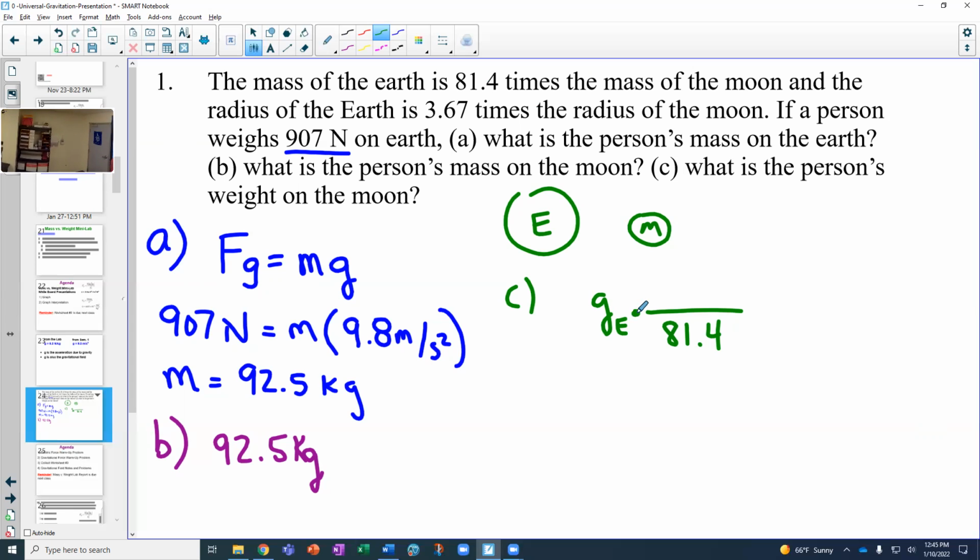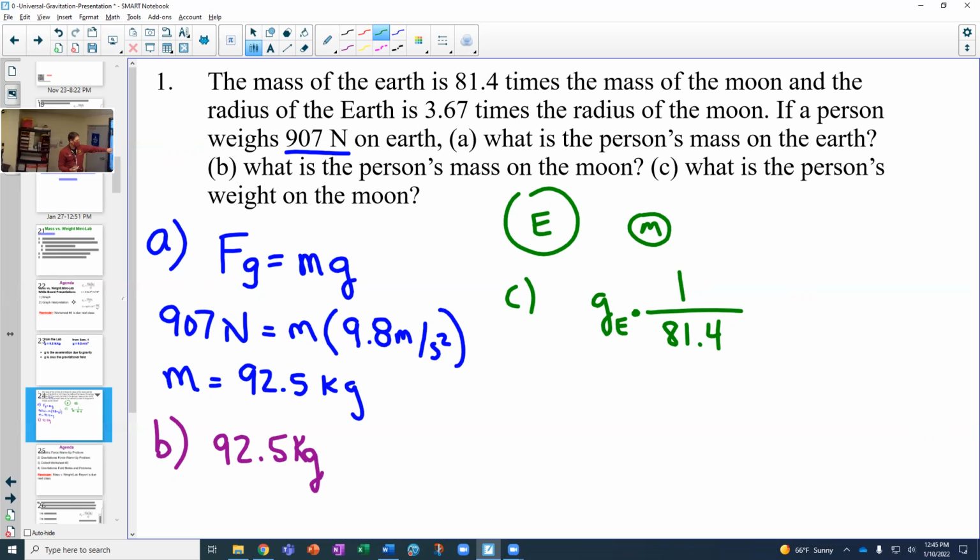Let's go with that. So if the Earth is 1, then the moon is 81.4 times smaller than that, and so we need to divide by that to get a smaller value of g. Now the moon's radius is also smaller. So if you're on the moon, you would be closer to the moon's center. Would that make gravity stronger or weaker? Stronger. In a linear way?